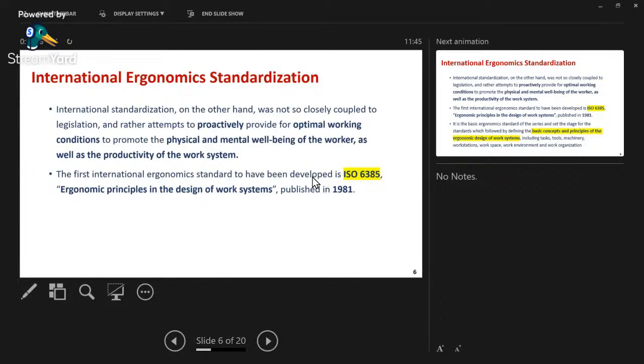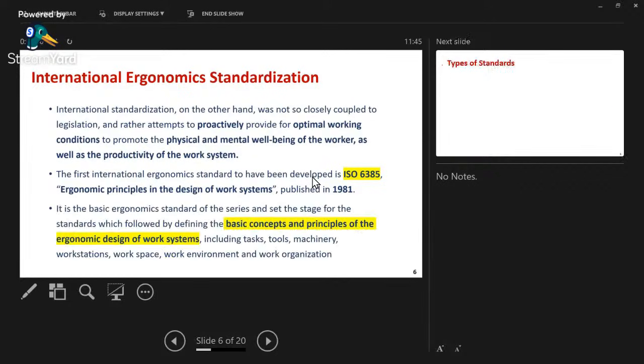The first international ergonomic standard to be developed was ISO 6385. If you're talking about ergonomic standards, the mother standard is 6385, which talks about the ergonomic principles in the design of work systems. It was initially published in 1981 and it has undergone a number of revisions thereafter. It's the basic ergonomic standard and it has the basic concepts and principles of the ergonomic design of work systems, including tasks, tools, machinery, workstations, workspace, work environment, and work organization.